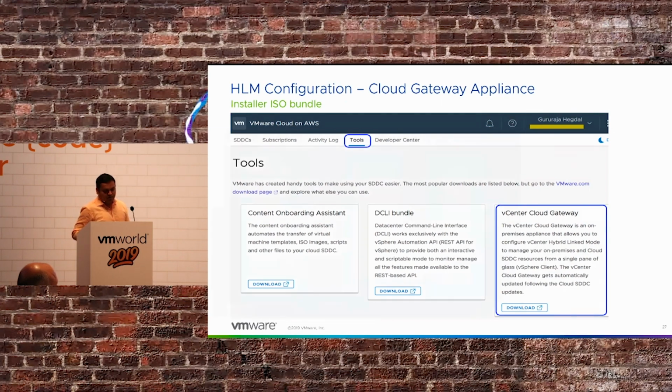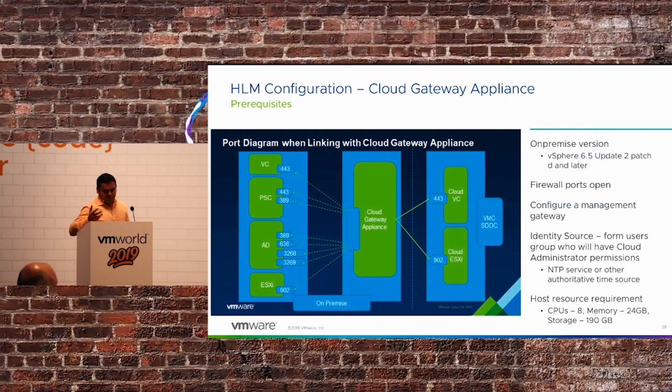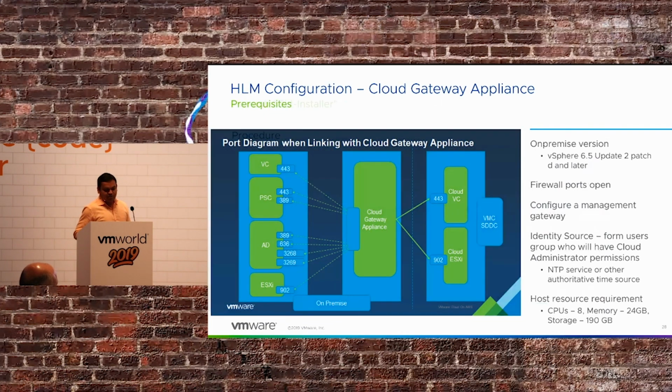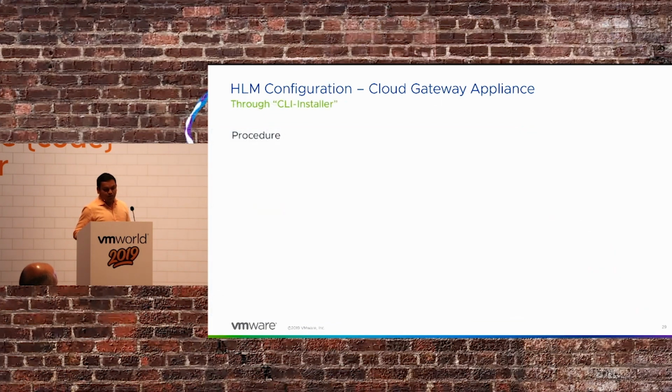So let's look at the prerequisites for deploying the appliance. Again, it talks about what the minimum supported on-premise version details are, what all firewall ports need to be open, and then what the host resource requirement is for deploying the appliance itself, right? So once these prerequisites are taken care of, let's look at the procedure to deploy the appliance itself, right?